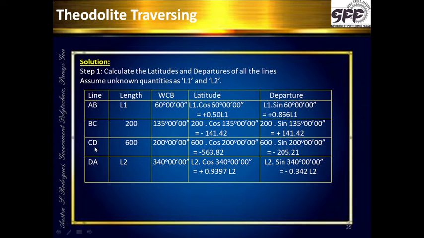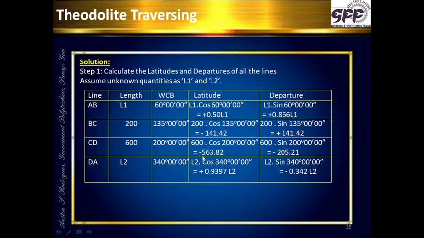Coming to the line CD, CD has a length of 600 meters. The whole circle bearing is 200 degrees. So the latitude can be computed as length into cos theta. So length is 600 into cos of 200 degrees. The answer is minus 563.82. Now this tells me that latitude is in the south direction. The projection on the north-south axis is in the south direction. This is southing of 563.82.